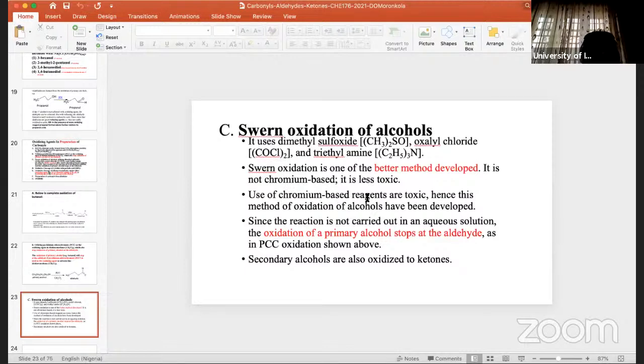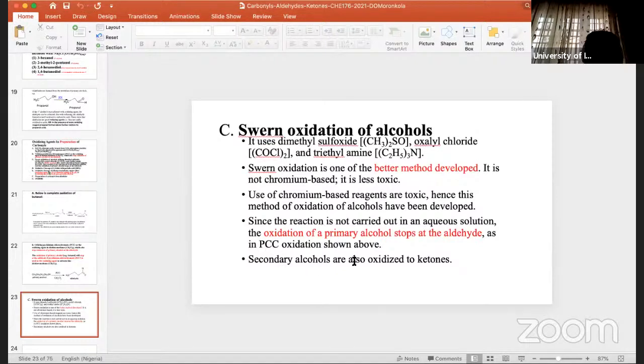So the use of chromium-based reagents is toxic, hence this method of oxidation of alcohols is a development, a better method. Another good thing it does, like number B, is that the reaction is not carried out in aqueous solution. So you have the oxidation of any primary alcohol stopping at the aldehyde. That is, no further oxidation of the aldehyde, as in the earlier one, PCC oxidation.